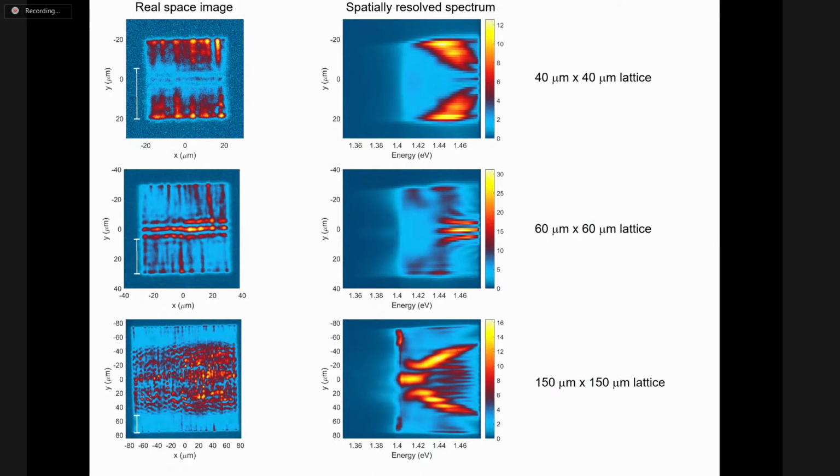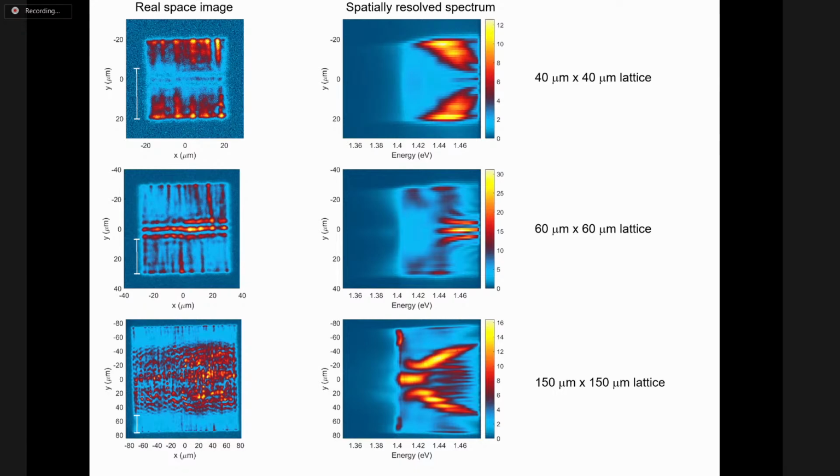So here I'm showing these real space images and spatially resolved spectra for different lattice sizes. And the notable thing here is that if we first look at a large array on the bottom row, we see that there is a darker zone or darker region close to the edges of the array. And we find this distance from the edge of the array to the point where the light comes out, or the pulse comes out, seems to be constant and independent of the lattice size.